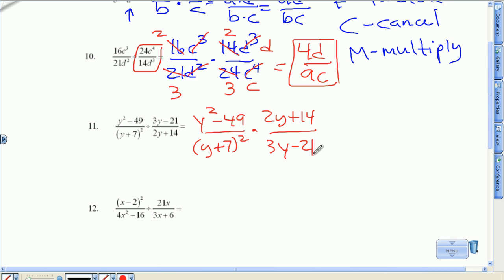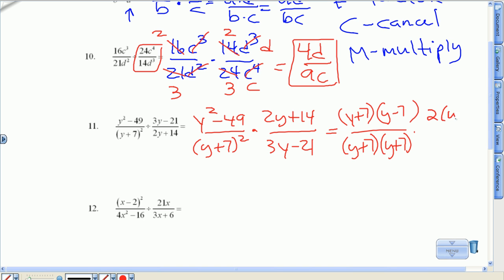All right, we have 4 different things to factor. So we have difference of 2 squares, y plus 7, y minus 7. We have, well, this actually doesn't have to be factored, but we should rewrite it. Squaring means multiplying by itself. 2y plus 14 has a GCF of 2. And 3y minus 21 has a GCF of 3. Okay, so, whoops, let's fix that. How many times is 3 going to 21? 7 times. There we go.